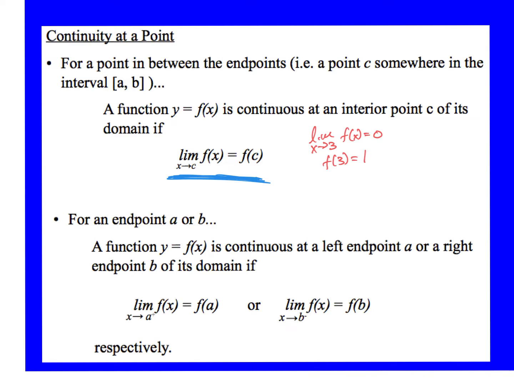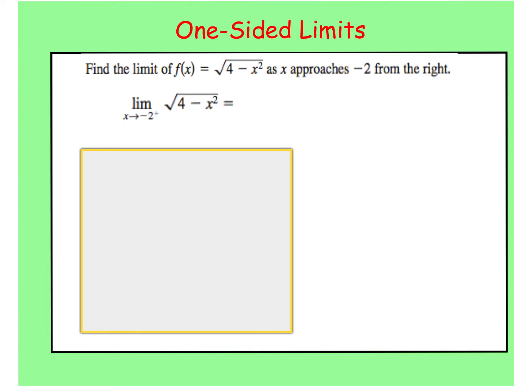Now, when we're talking about endpoints, technically we can't have a limit at an endpoint. Because why? I can't come from both sides, exactly. So if we have a limit for this endpoint A, we have to approach it from which way? The right. And then point B, it would have to be from the left. But does the limit as x approaches A actually exist? No. We have to have a one-sided limit to take care of it. So here we go. Let's talk about these one-sided limits.